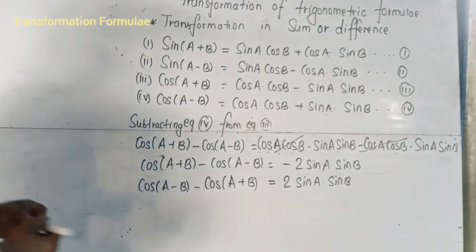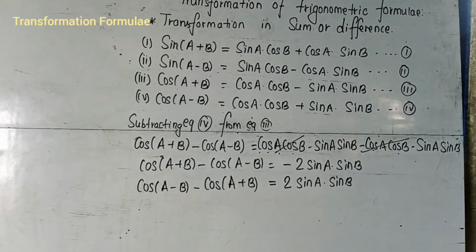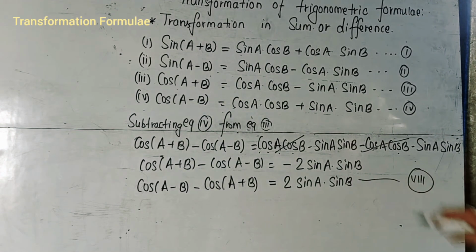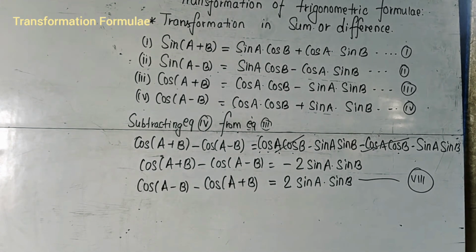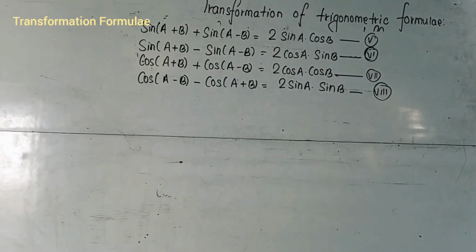So these are the formulas for transformation of sum or difference of sin(A+B), sin(A-B), cos(A+B), cos(A-B). I'm calling the last formula equation 8. With the help of equations 5, 6, 7 and 8, we will get the transformation of trigonometric formulas in product form. So now, with the help of the previous equations 5, 6, 7 and 8, we are going to derive the equation.